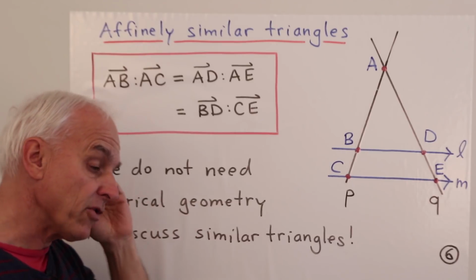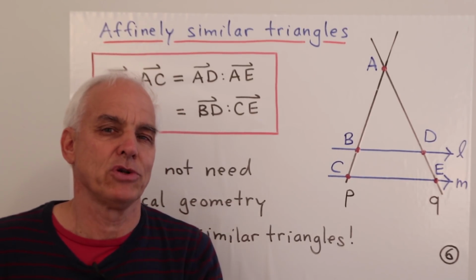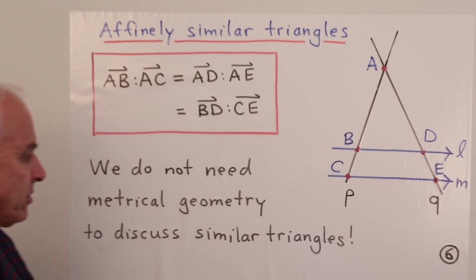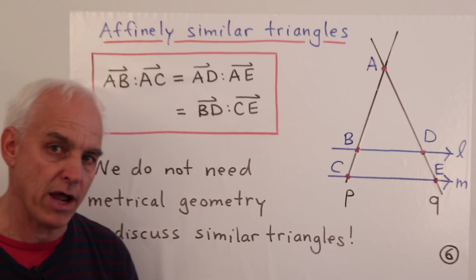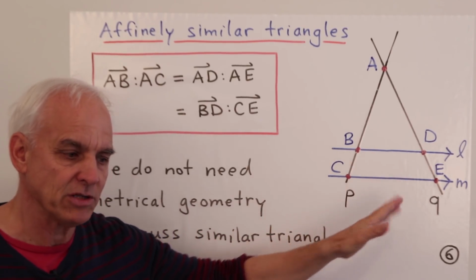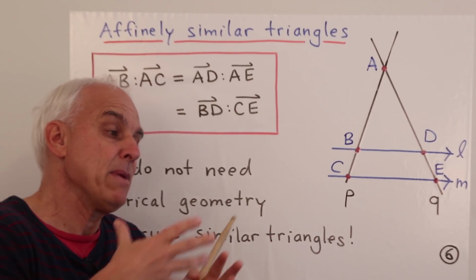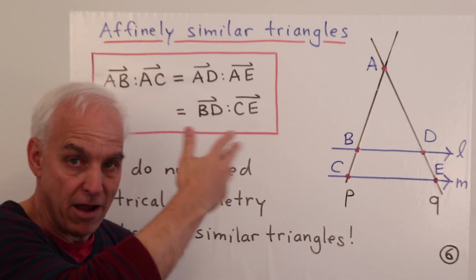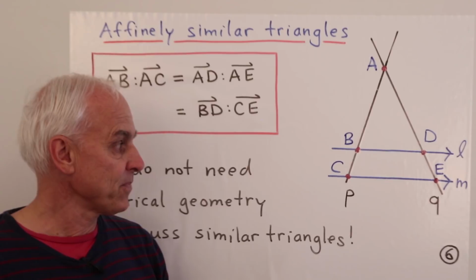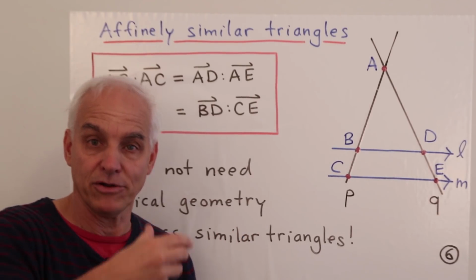Okay, so I think it's very interesting and useful for us to observe that we don't really need metrical geometry, like Euclidean geometry, in order to talk about aspects of similar triangles. This may not be the most general kind of similar triangles, but still these triangles are similar. So since we're framing calculus within affine geometry largely, it will be useful for us to have this kind of similar triangle formulation available to us.